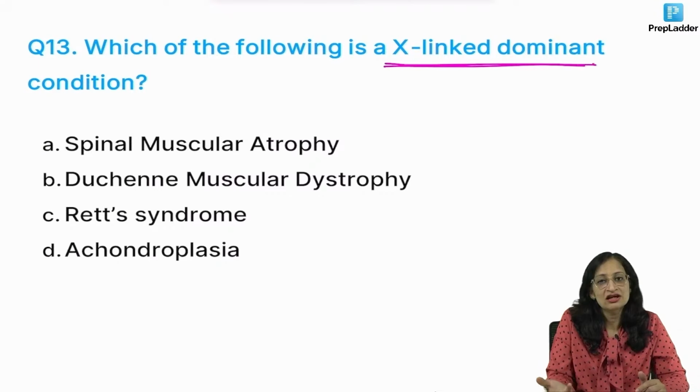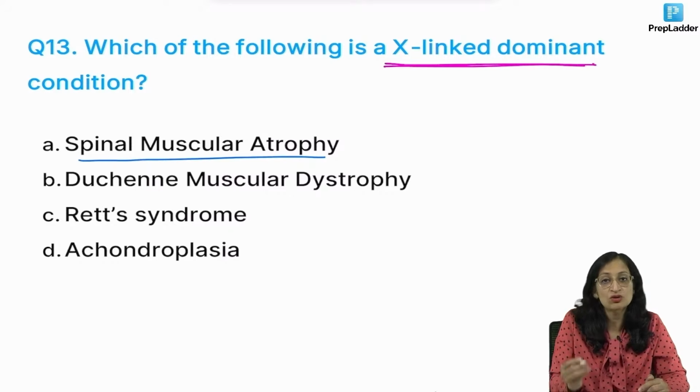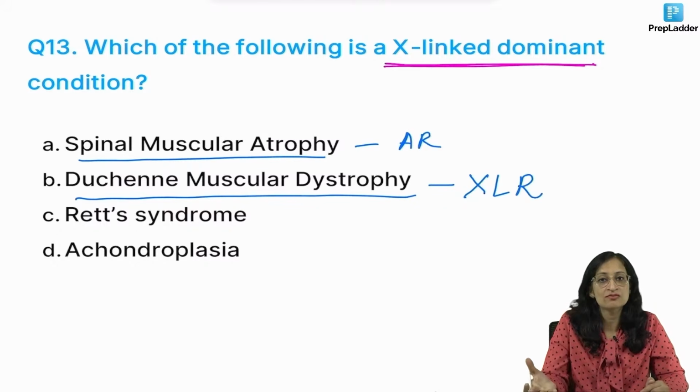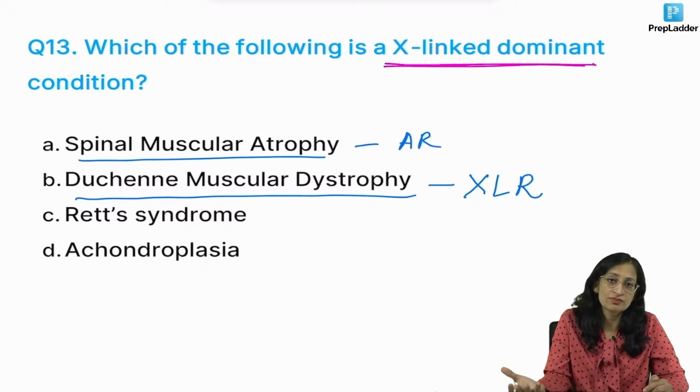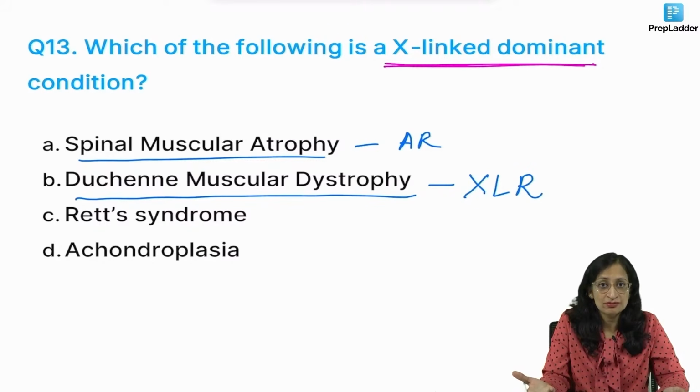So let us see the inheritance pattern of some of the important diseases. Spinal muscular atrophy, SMN1 gene deletion, is an autosomal recessive disorder. Duchenne muscular dystrophy is a classical example of X-linked recessive disorder. Males are more commonly affected. The less severe variety is called Becker muscular dystrophy. Some other X-linked recessive disorders are hemophilia, Bruton's X-linked agammaglobulinemia, and so on.